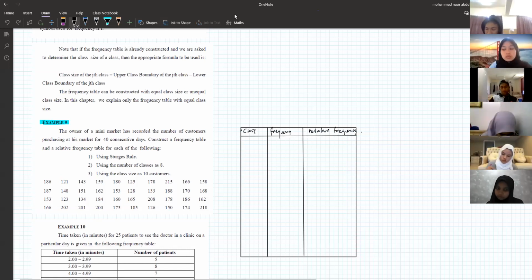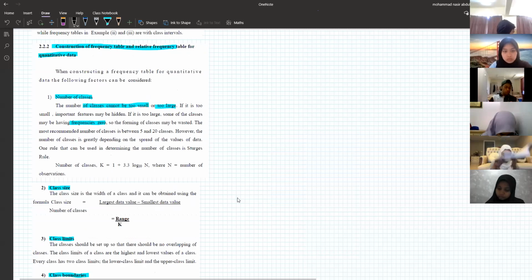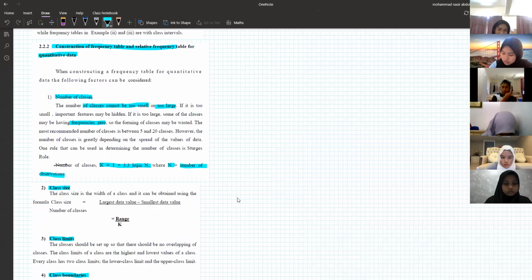So now we want to determine the number of class. For the first part, number of class, we will use the formula k is equal to 1 plus 3.3 multiplied with log n base 10, where n is the number of observations. If you have your calculator, take out your calculator.